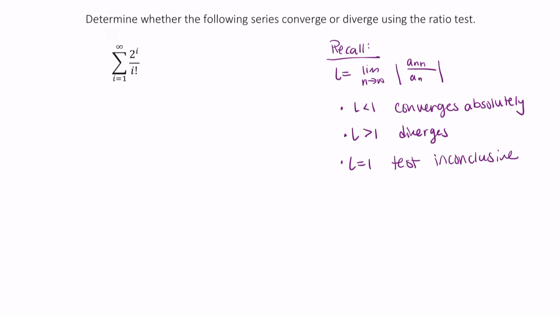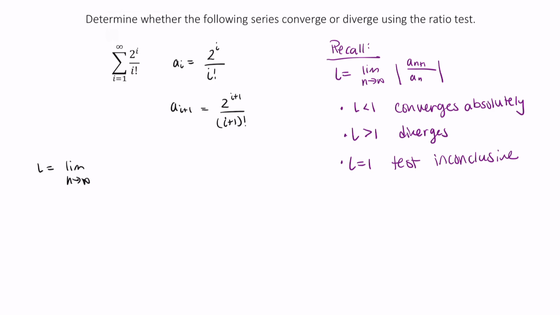So the first thing we want to determine is the ith term. That's 2 to the i divided by i factorial. And then the next term, that's the i plus 1 term, that's 2 to the i plus 1 divided by i plus 1 factorial. Okay, so now let's figure out what this limit is.